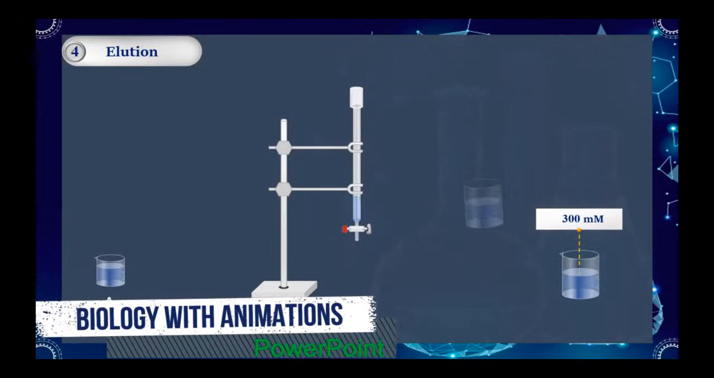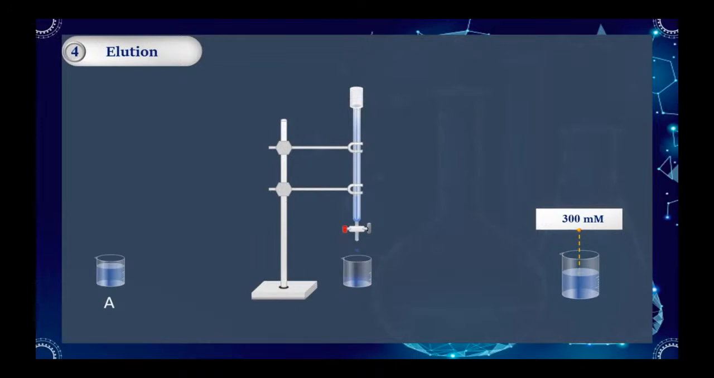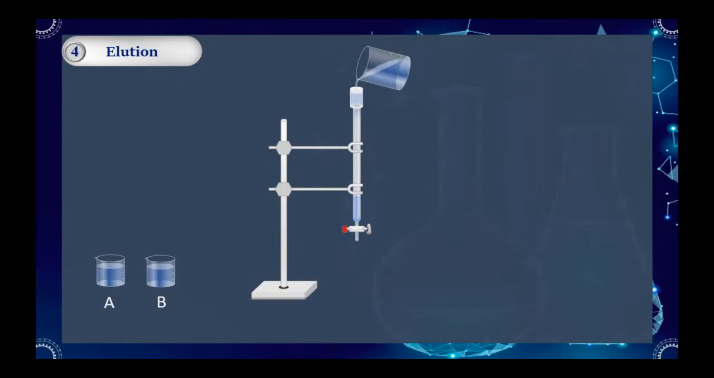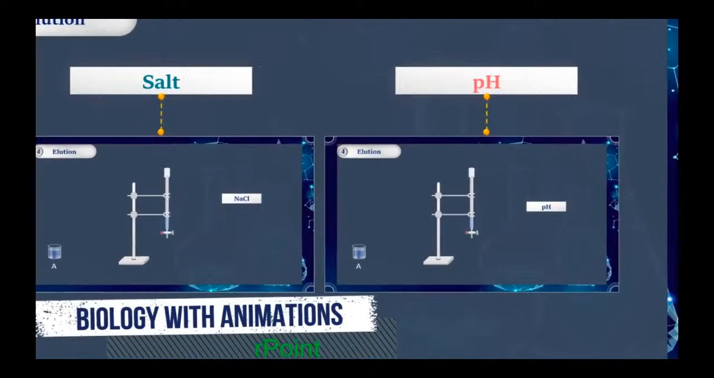Protein B has the lowest net positive charge, so it can be eluted first. Then protein C, with the highest net positive charge, can be eluted next by increasing the salt concentration. Also, varying the pH of the buffer can be used to affect a separation and to elute the retained proteins.